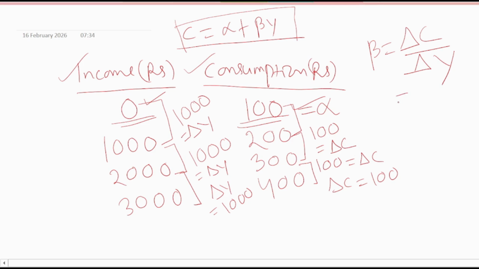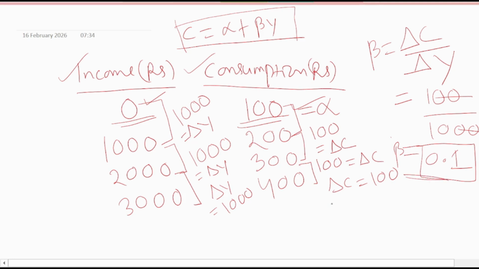So value of beta will be equal to delta C, that is change in the consumption, every time it is changing by 100, divided by delta y, that is change in the income, every time income is increasing by 1000. So value of beta will be equal to, cancelling the zeros from both numerator and denominator, we can find value of beta is equal to 0.1. And how to interpret this value of beta?